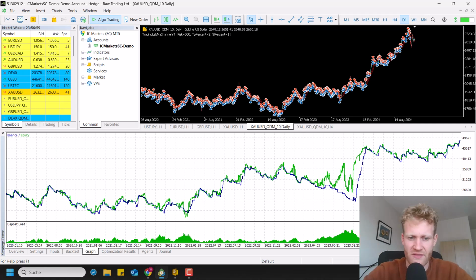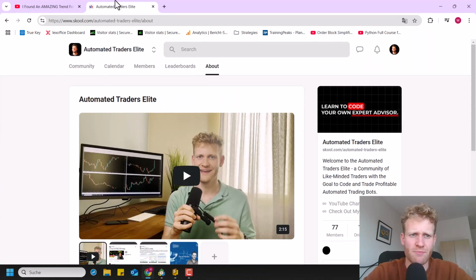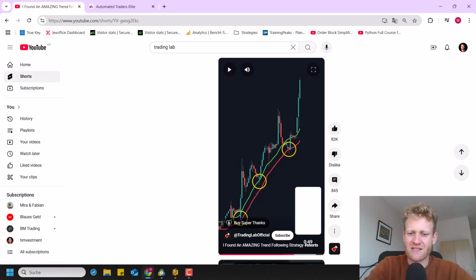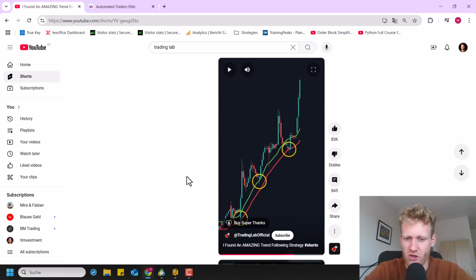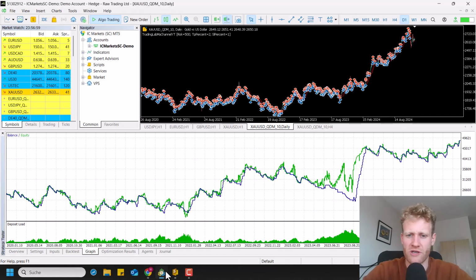As I said, code is in the community. But as I said before, I wanted to keep it as close as possible to the image and the short that I based this program on. And in this picture, we can clearly see that the trading channel says that you have multiple entries in the same trend. So this is also what I coded here.